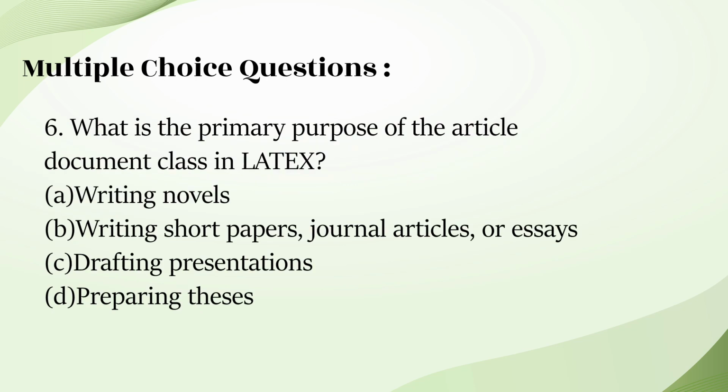What is the primary purpose of the article document class in LaTeX? The options are A, writing novels, option B, writing short papers, journal articles or essays, option C, drafting presentations, and option D, preparing thesis. So the correct option is option B, writing short papers, journal articles or essays.